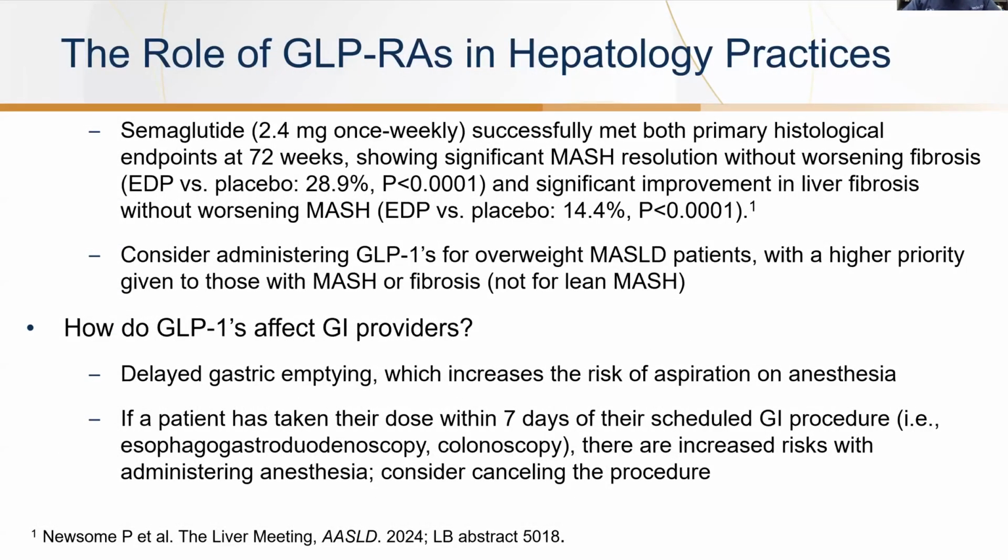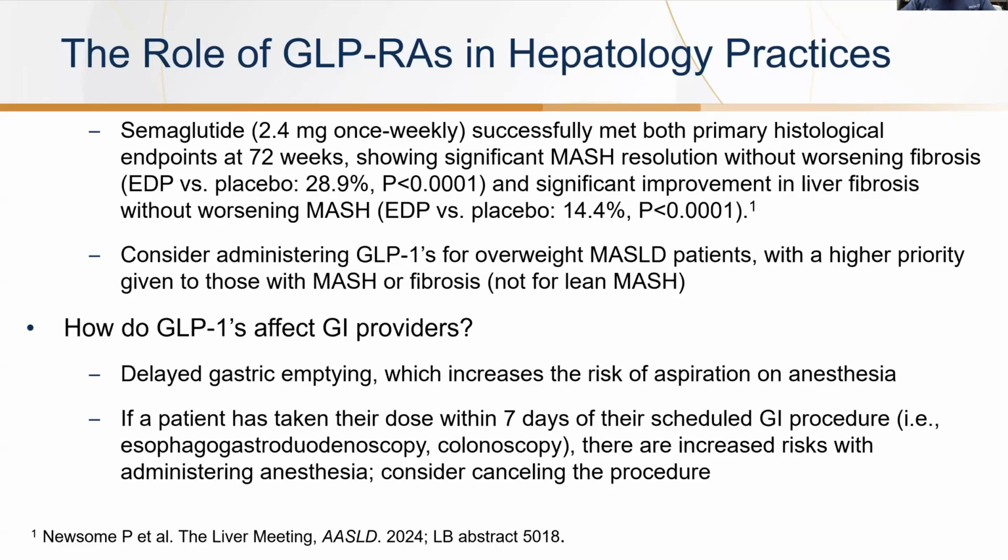So what is the role of GLP-1 RAs in hepatology practice? Well, we're familiar with semaglutide. This is a 2.4 milligram once weekly dosing that successfully met both primary histologic endpoints at 72 weeks, which showed significant MASH resolution without worsening fibrosis and significant improvement in liver fibrosis without worsening MASH. You can consider administering GLP-1s for overweight MASLD patients with a higher priority given to those with MASH or fibrosis, but not necessarily for lean MASH.